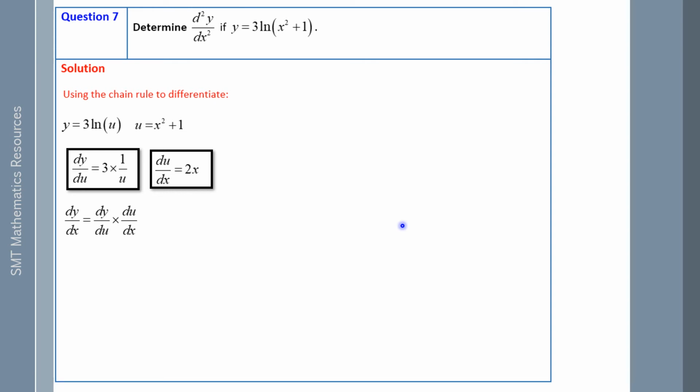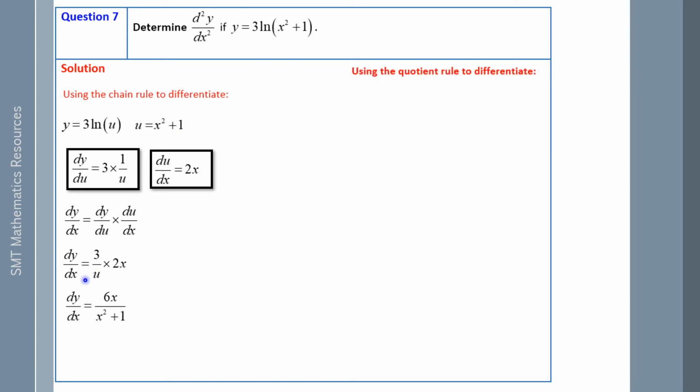So the chain rule formally now is dy/dx equals dy/du multiplied by du/dx. Substitute both of these in. So 3 over u times 2x is 3 times 2x is 6x, and replace the u with your x squared plus 1. That's the first derivative.